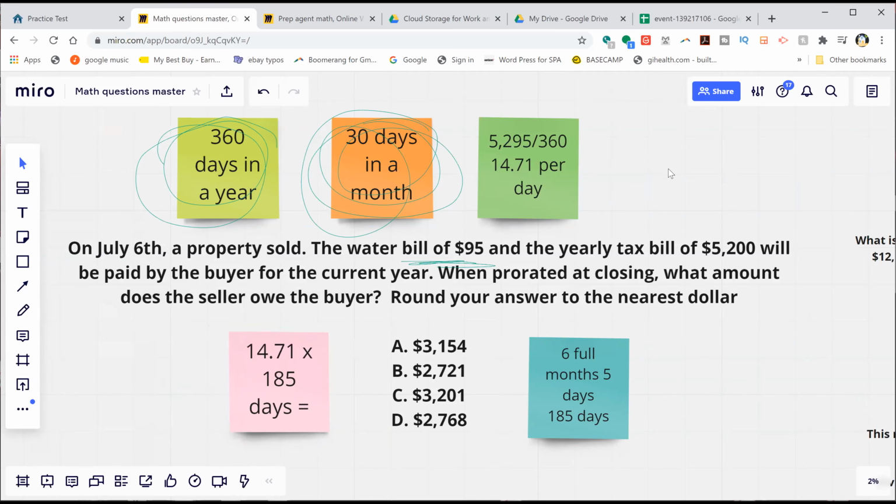Guys, how did you like that one? We got a proration problem. We did amortization tables. We did commissions. We did seller net. We did frontage. We did Pabst Blue Ribbon. We did cap rates. We did a boatload of things. So I hope you like that.